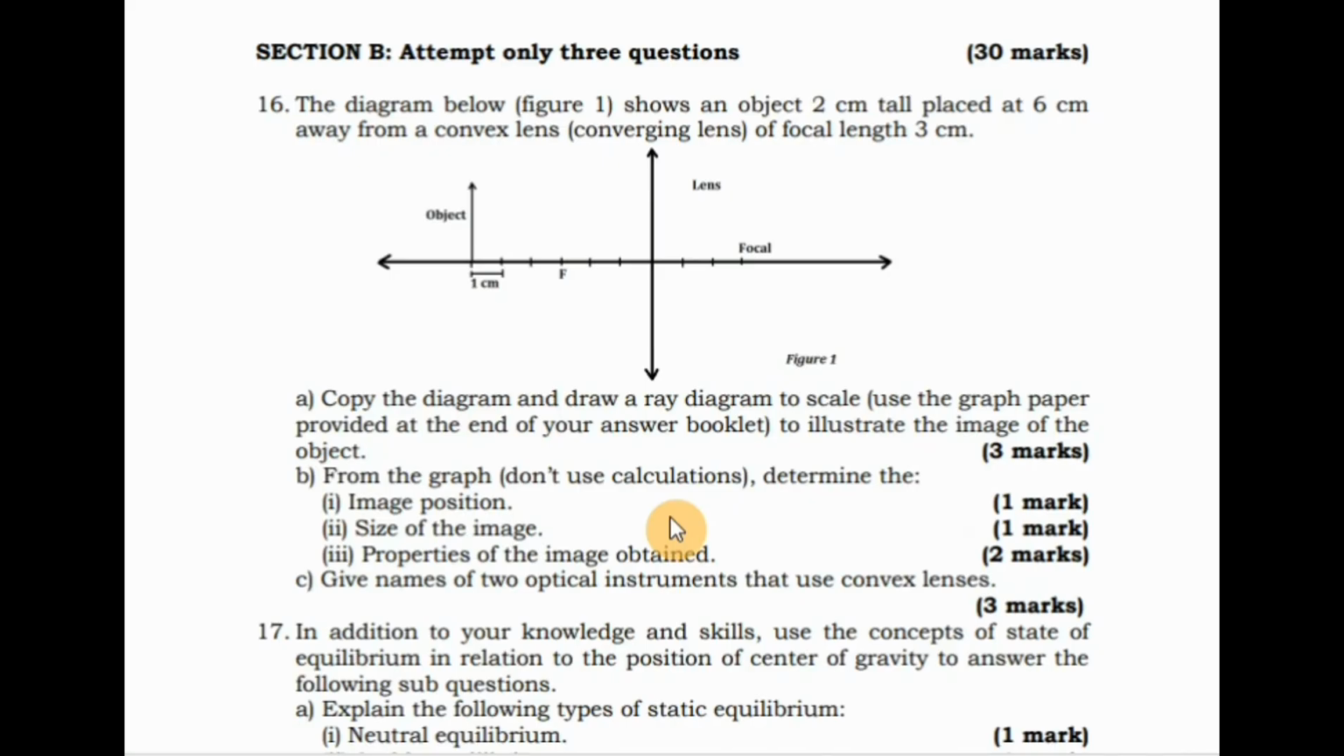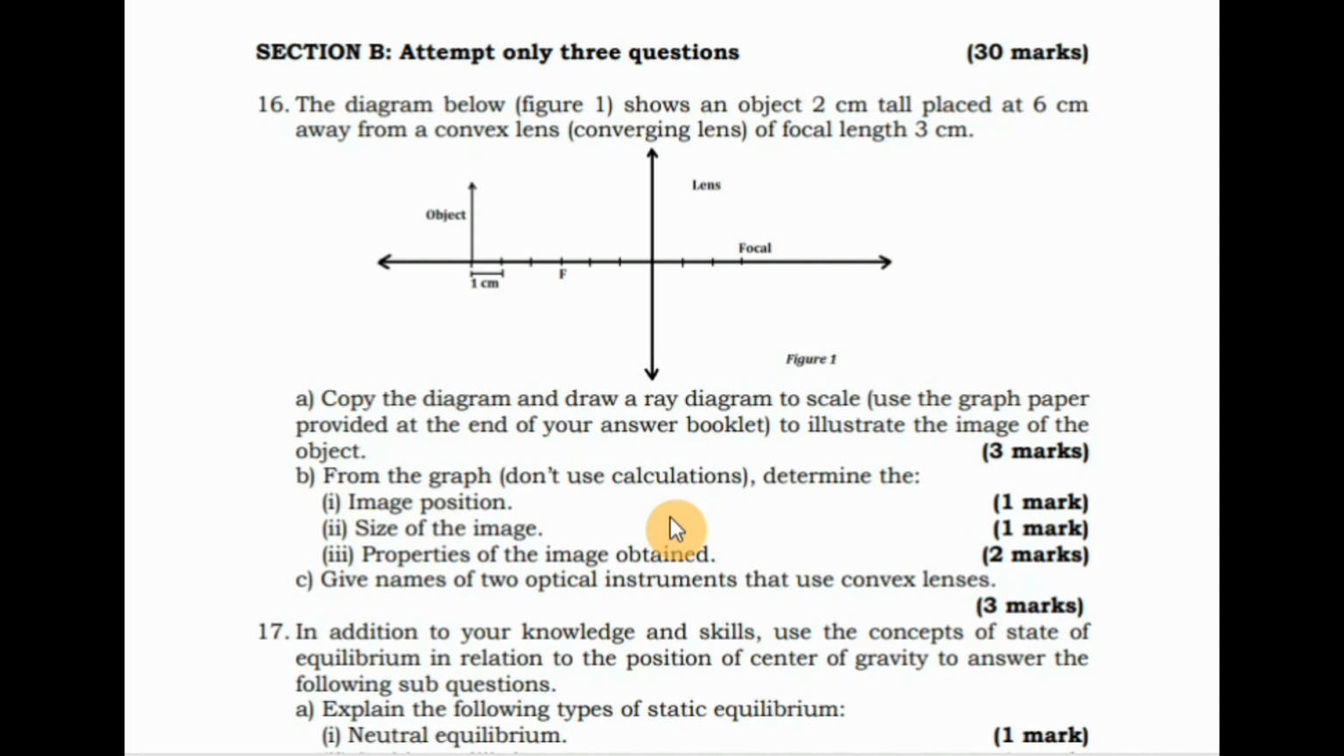Yes, this is section B. We have to attempt only 3 questions on 30 marks. It means that every question has 10 marks. But we are going to collect all of section B without skipping any question. Yes, let us begin with question number 16.